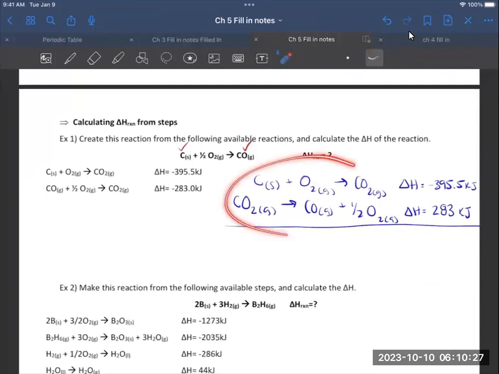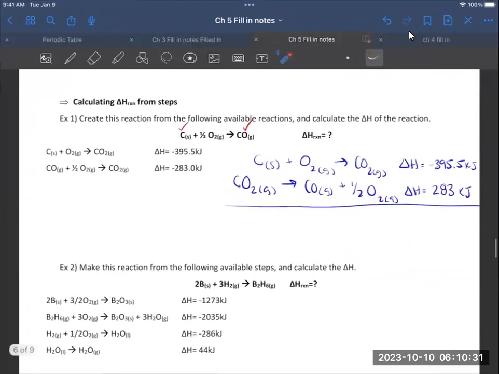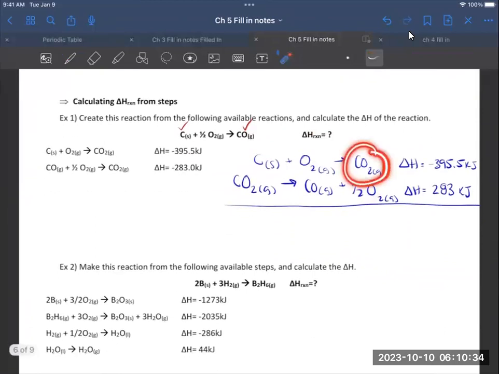So now what I'm going to do is basically add these together, crossing out things that are on opposite sides of the arrow. So what I mean by that, if you guys notice, CO2 is a reactant. I'm sorry, it's a product here, but it's a reactant here. So because they're on opposite sides of the arrow, they cross out. Okay, so the CO2 is going to cross out.